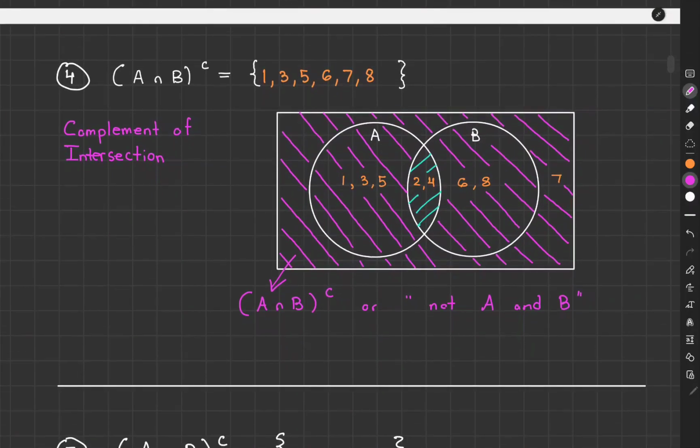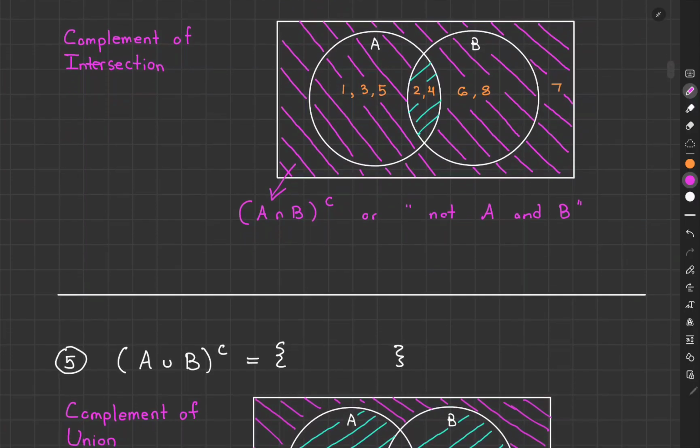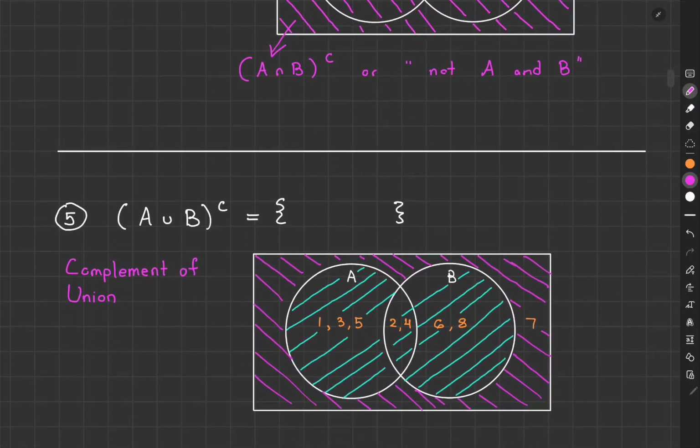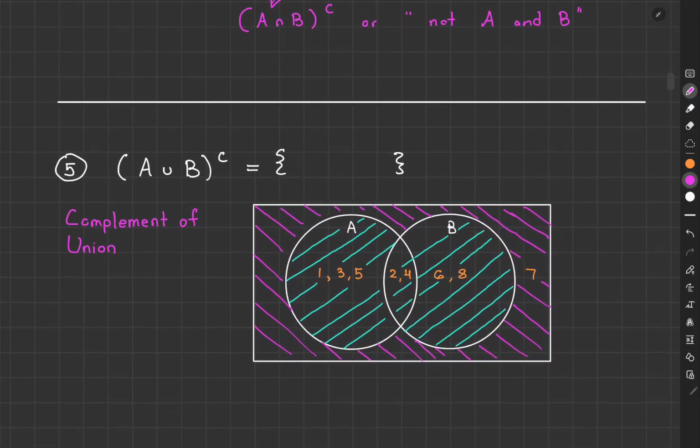Okay. And the final combination we're going to consider is the complement of A union B. So A union B is going to be what we see here in blue. It's 1, 3, 5, 2, 4, and 6, 8. The complement of that is just everything outside of the circle. So it's just this empty space out here.